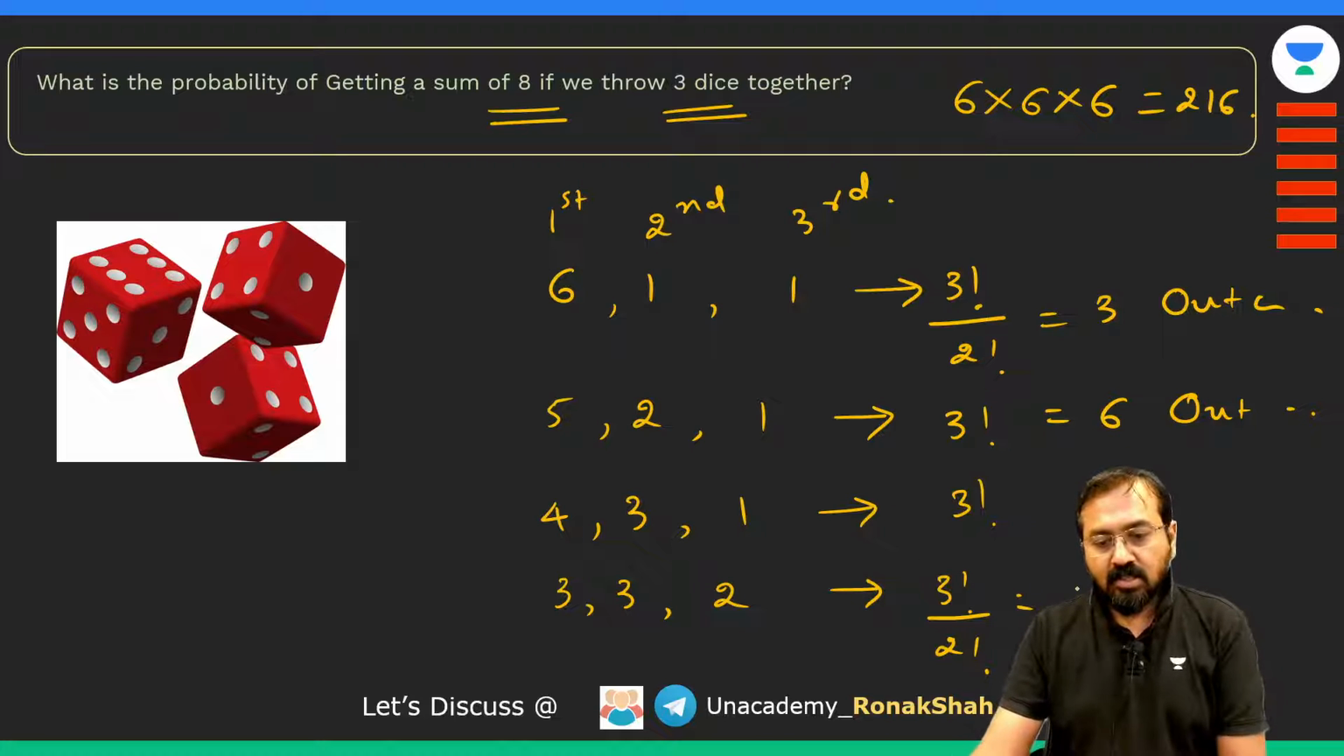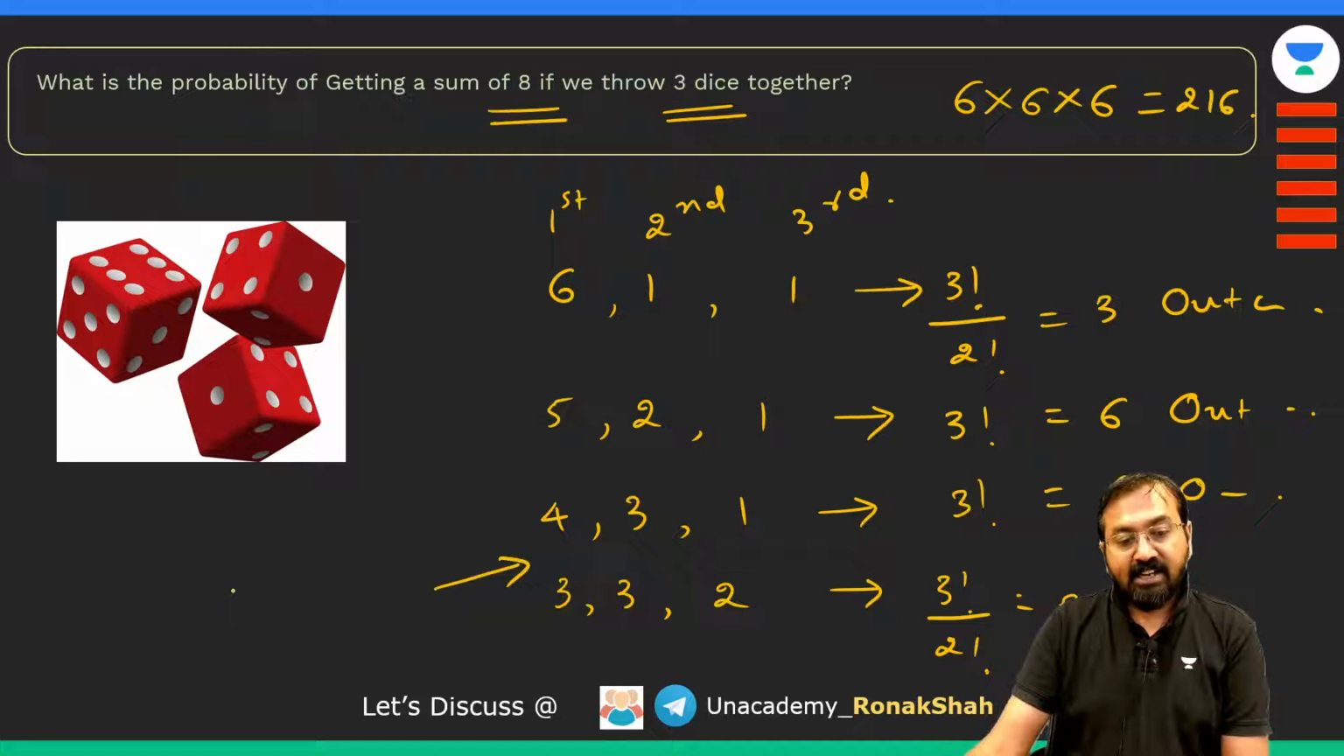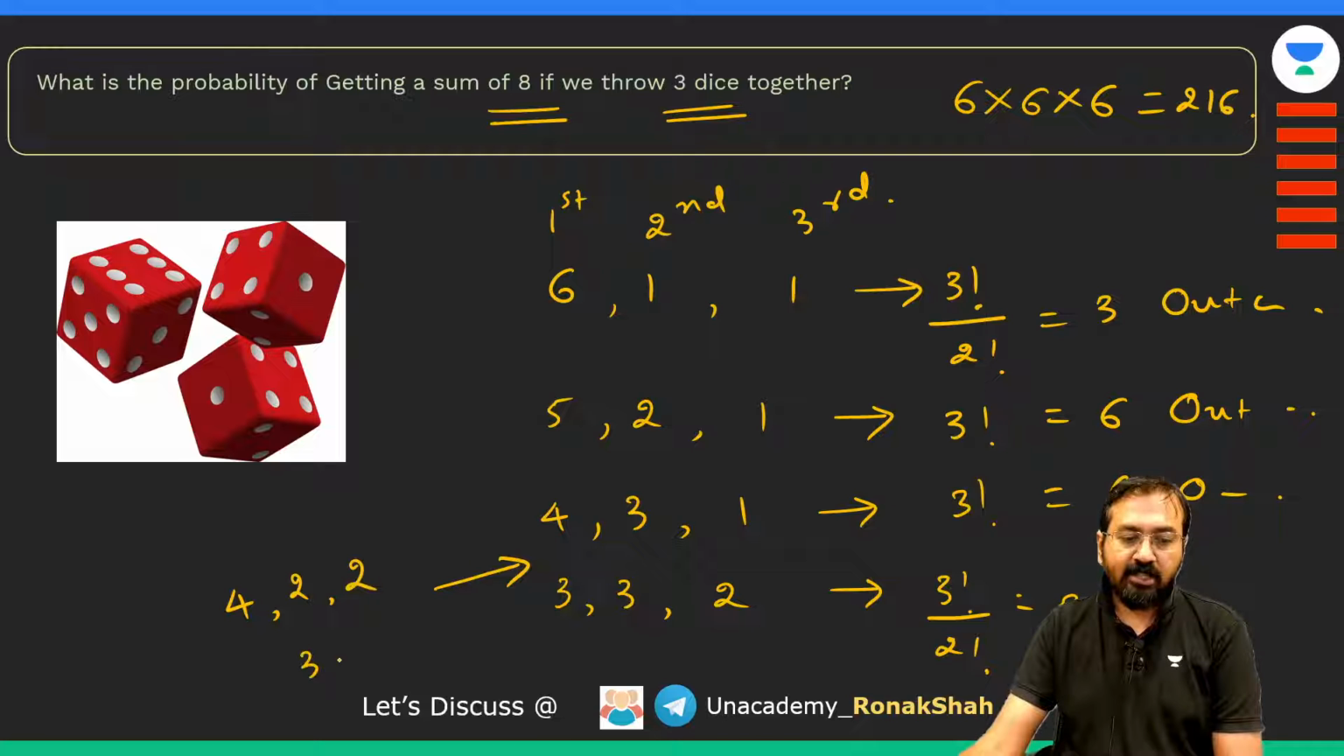Yes, so this is going to be 6 ways more. Sorry, 3 ways more over here. 3 ways. These are 6 ways or 6 outcomes. There is one more way left, which is 4 to 2. Once again, this is total. So there will be 3 more ways.